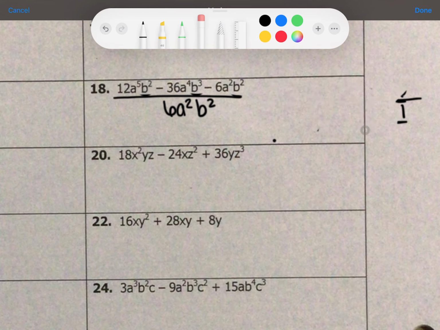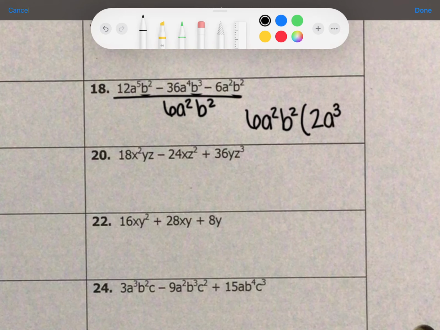All right, so now I'm ready to divide. Don't forget, put your GCF on the outside of your parentheses. So just like before, we're going to take each term in the numerator and divide it by the denominator. So 12 divided by 6 is 2. Subtract your A's, subtract your B's. Minus 36 divided by 6 is 6. Subtract your A's, subtract your B's. And last, you have negative 6 divided by 6 is 1. Subtract your A's and subtract your B's. I didn't have any left over, so this is my answer.